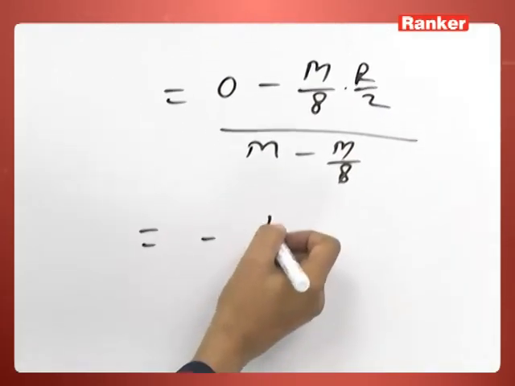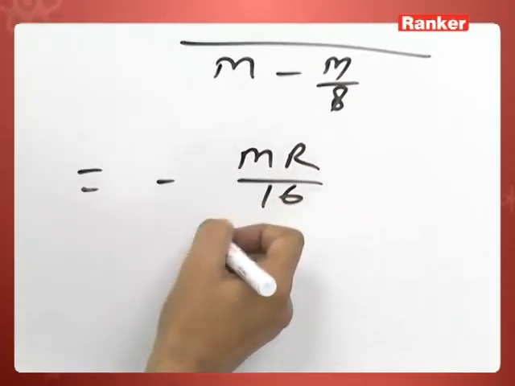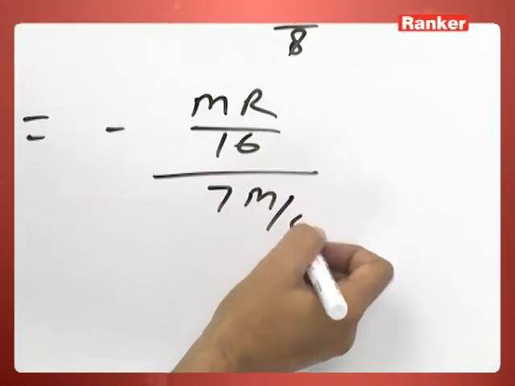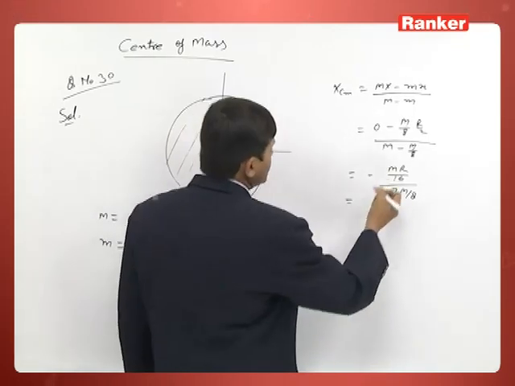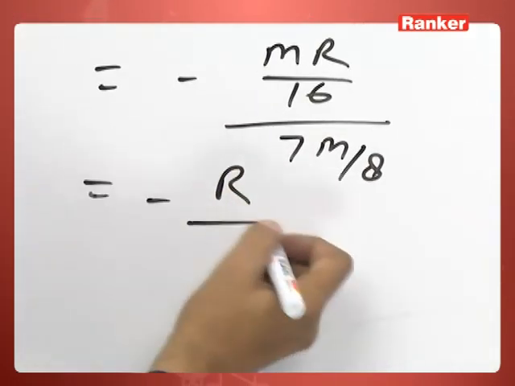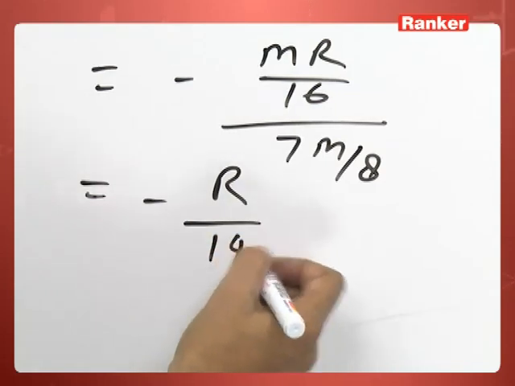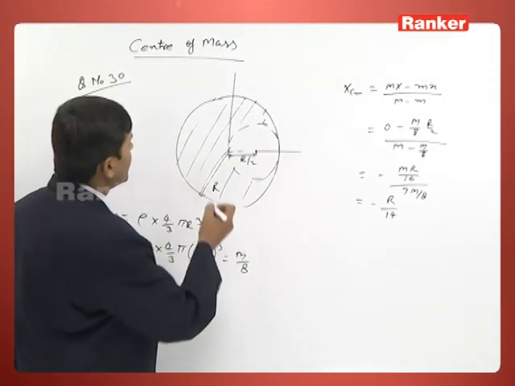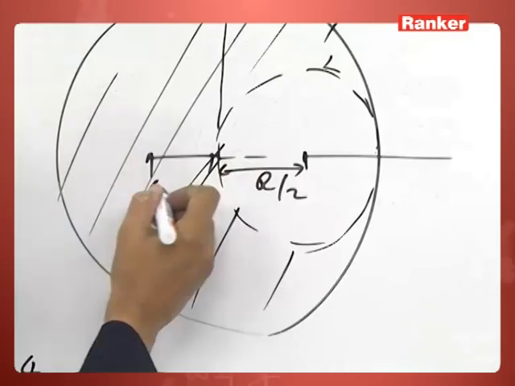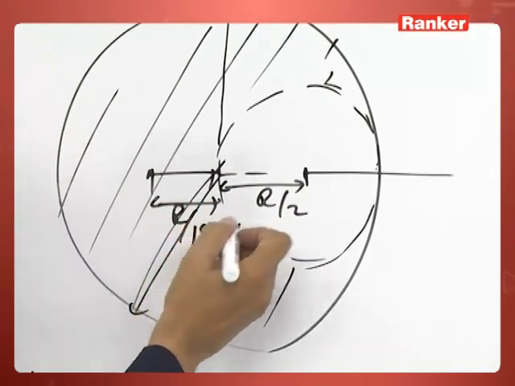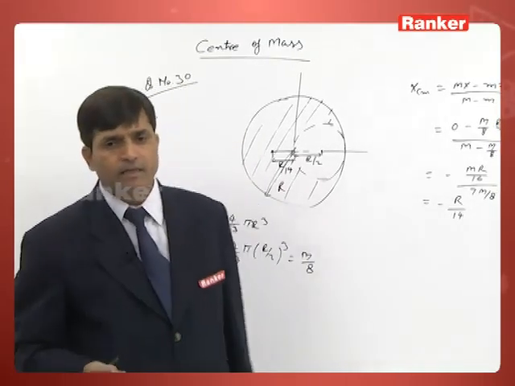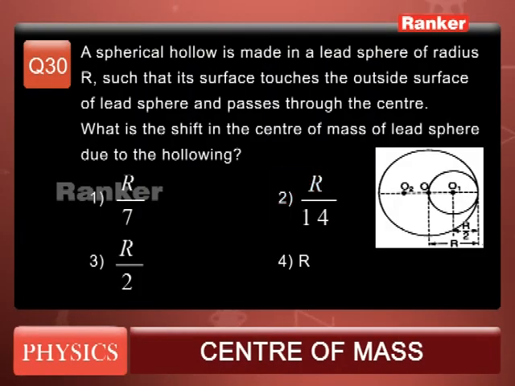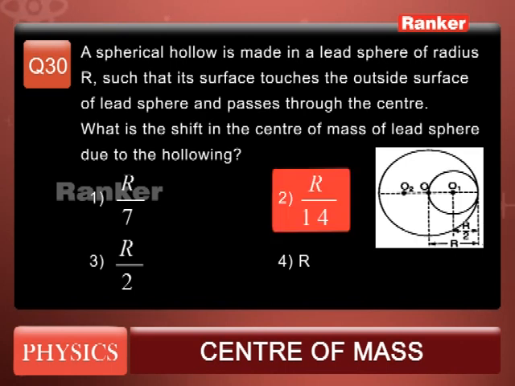So this will be minus M r by 16 divided by 7M by 8. So M by 8 and M by 8 cancel, and what is left over is minus r by 14. It means the center of mass will shift by a distance r by 14 to the left side of the original center. So option number 2 is correct. Hence the second option is the correct option.